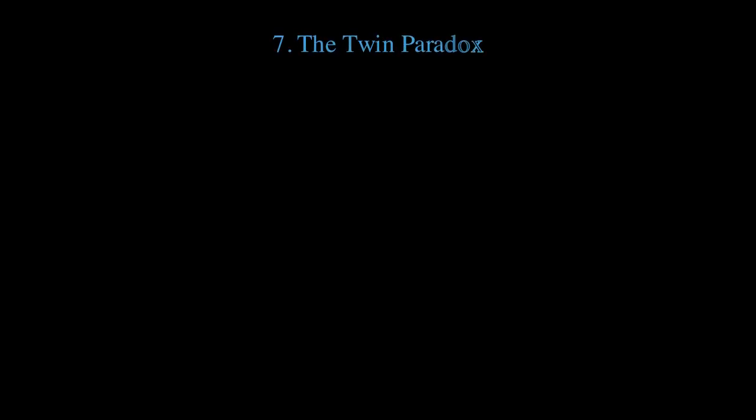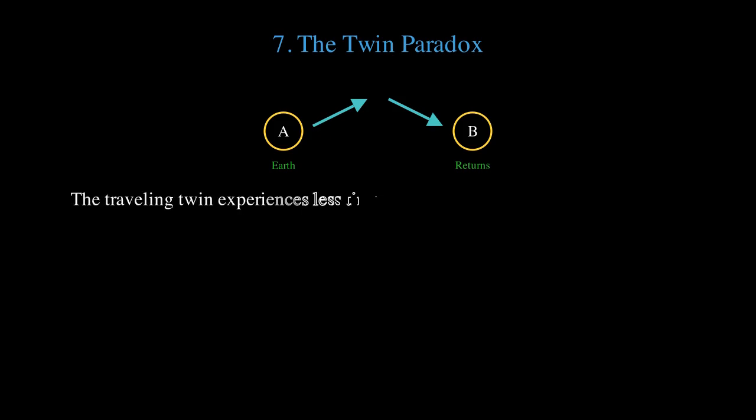The famous twin paradox illustrates time dilation dramatically. Twin A stays on Earth. Twin B travels at high speed to a distant star and returns. Due to time dilation, twin B ages less than twin A. The traveling twin experiences less elapsed time and therefore ages more slowly than the twin who stayed home. The time experienced by twin B equals the time experienced by twin A divided by gamma.